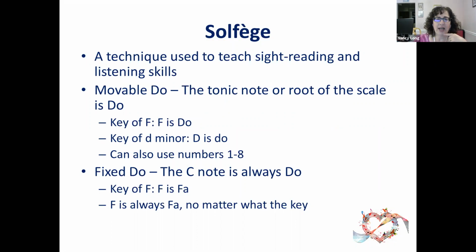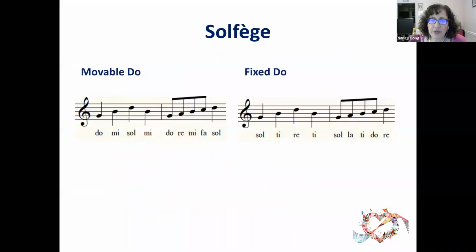Solfege, we're not spending time on tonight, but it is just the use of syllables to help us learn to be a good sight reader and also to teach listening skills. We have movable do, which is where the root or the do moves with the root of the scale, where in the key of G, the G is do. And then we have fixed do, where the C is always do. So no matter what key you're in, C is always do. And we have an example here for you to see.